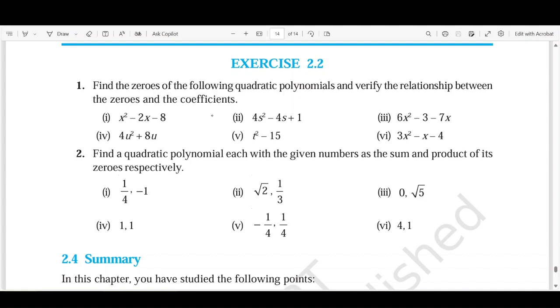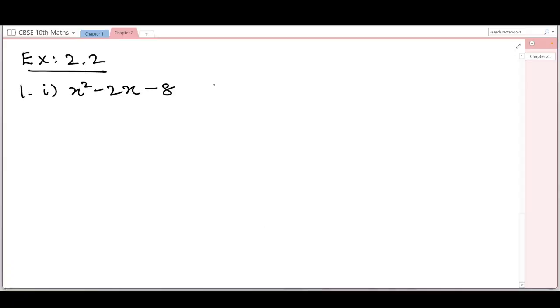Since we have only a quadratic polynomial, we have to check only the two relationships, sum and the product, right? First let us determine the zeros. Factorizing the quadratic polynomial, we are getting x minus 4 into x plus 2. Therefore, for x equal to minus 2 and plus 4, we are getting the polynomial p of x to be equal to 0. Therefore, the zeros of the quadratic polynomial are minus 2 and 4.